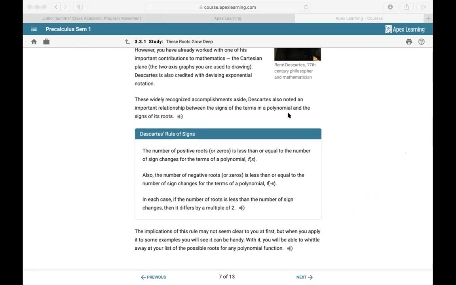All right. The next rule there, also the number of negative roots is less than or equal to the number of sign changes for the polynomial f of negative x. Right, so if I have the negative values for x, I can have basically the same thing except in the opposite direction. All right, in each case, if the number of roots is less than the number of sign changes, then it differs by a multiple of 2. And they said it perfectly here. This rule is not going to seem clear at first, but we're going to apply it, and it'll make more sense as we go along.